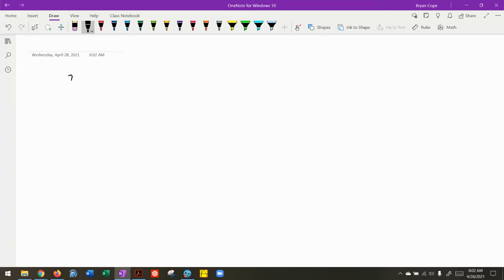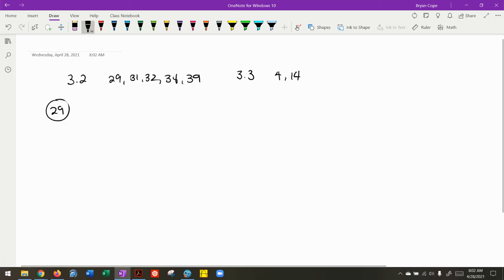Hi everyone, we're going to take a look at 3.2 numbers 29, 31, 32, 34, and 39, and section 3.3 numbers 4 and 14. So starting with number 29, compute det B to the fourth when B is the matrix 1, 0, 1, 1, 1, 2, and 1, 2, 1.